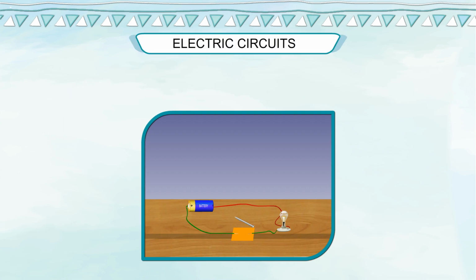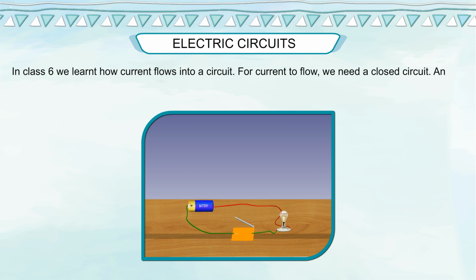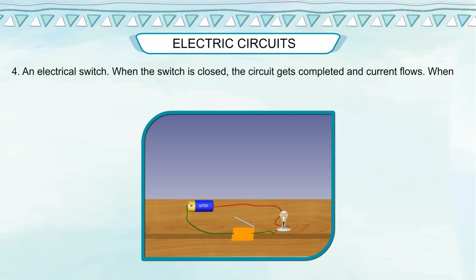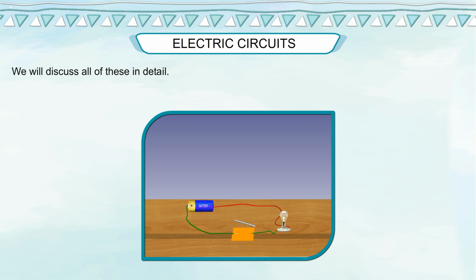Electric circuits. In class 6, we learnt how current flows into a circuit. For current to flow, we need a closed circuit. An electric circuit contains the following components: a battery to generate current, wires to connect battery and other components, a device which works on current, such as a bulb or a toy fan, an electrical switch. When the switch is closed, the circuit gets completed and current flows. When the switch is open, the circuit is open and the current does not flow. We will discuss all of these in detail.